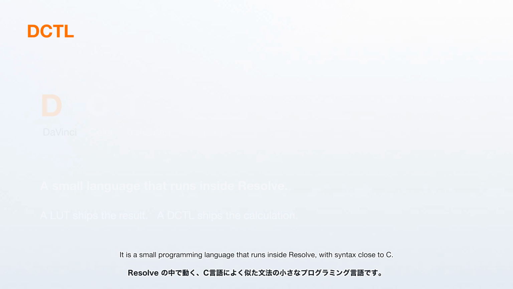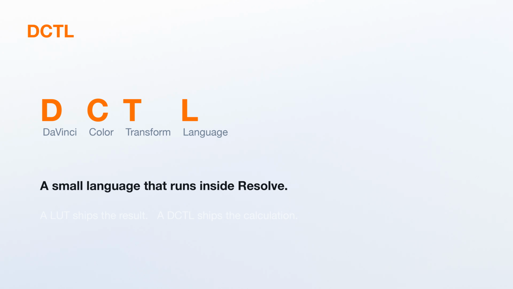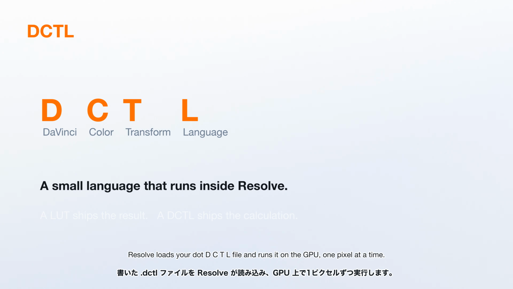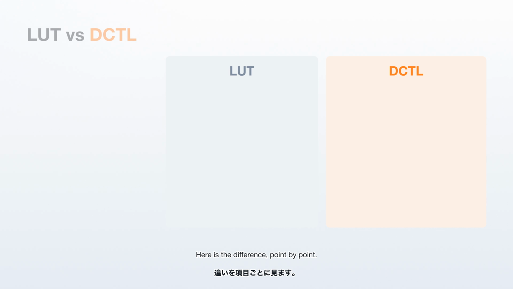DCTL stands for DaVinci Color Transform Language. It is a small programming language that runs inside Resolve, with syntax close to C. You write, as a formula, what should happen to a color that comes in. Resolve loads your .dctl file and runs it on the GPU, one pixel at a time. So where a LUT ships the result of a conversion, a DCTL ships the calculation itself. Here is the difference, point by point.